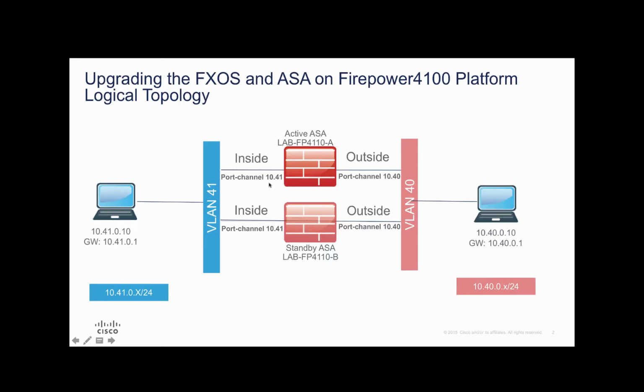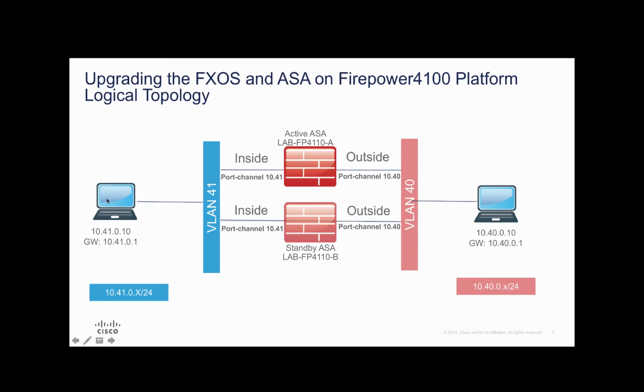Here the port channel 10 is configured with the sub interfaces for VLAN 40 and 41. The sub interface for VLAN 41 is configured as inside interface with the security level 100, and the sub interface for VLAN 40 is configured as outside interface with the security level 0. The IP addresses configured for the inside interface is 10.41.0.1, and the outside interface is configured with IP address 10.40.0.1. And this ASA is configured in the routed mode.